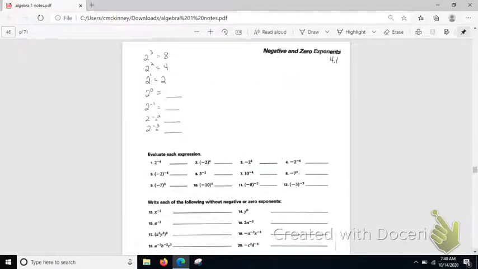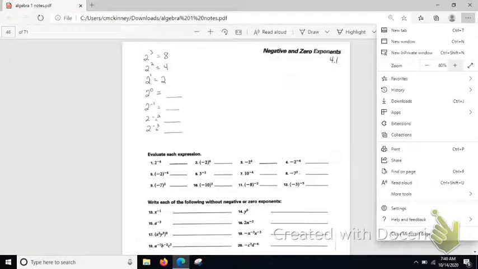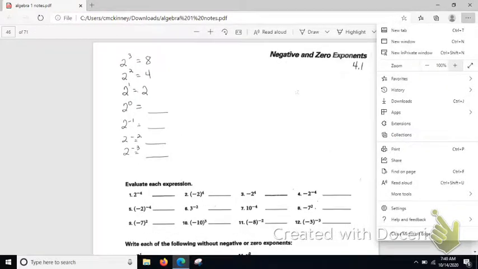So the first thing we're going to talk about is exponents. When we talked about order of operations, I believe we did talk about exponents somewhat, because that's our "please excuse" part, so that's part of our order of operations.